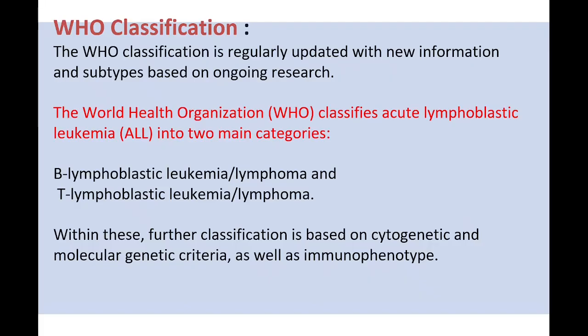Okay, come to the WHO classification. The WHO classification is regularly updated. When we check medical journals, we can see it with new information and subtypes based on ongoing research. The WHO classifies acute lymphoblastic leukemia into two main categories: B lymphoblastic leukemia and T lymphoblastic leukemia. Within these, further classification is based on cytogenetic and molecular genetic criteria as well as immunophenotyping.